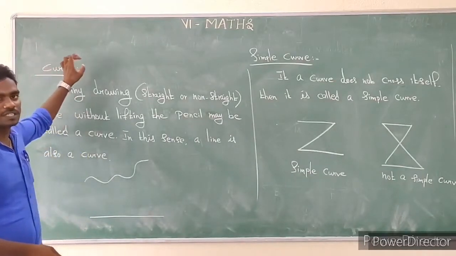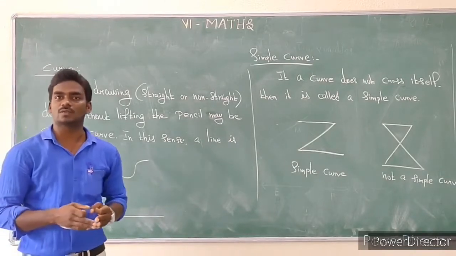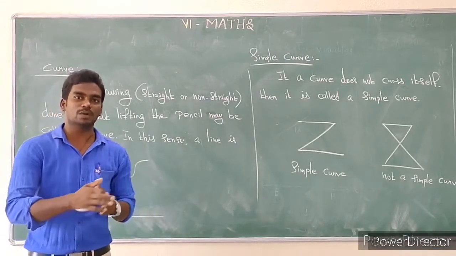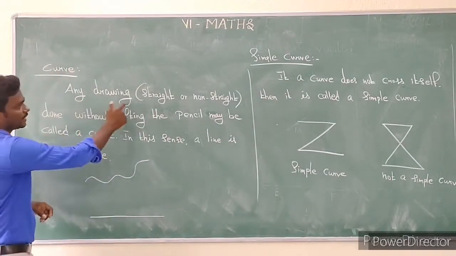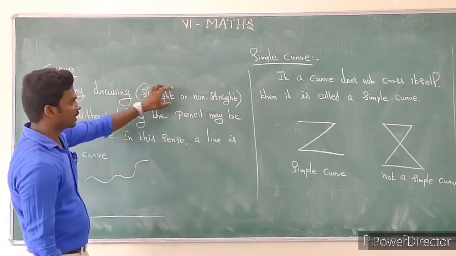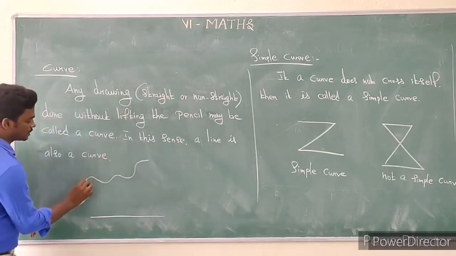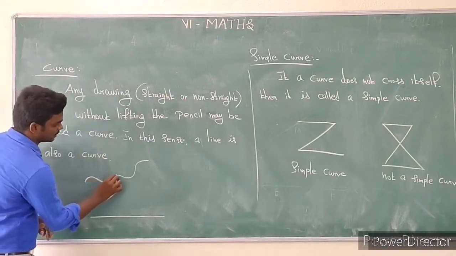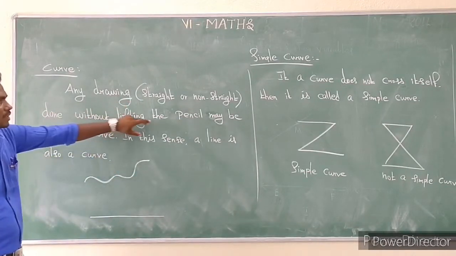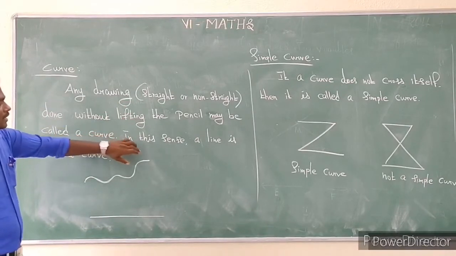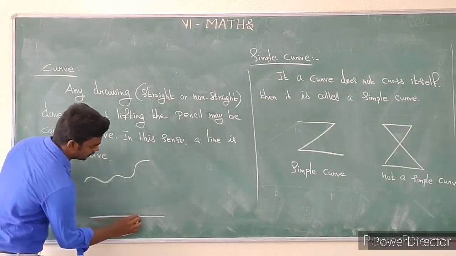So the next concept, what is a curve? Previously we discussed what is a point, line segment, line, ray, intersecting lines, and then parallel lines. Next we will see what is a curve. Any drawing, straight or not straight, done without lifting the pencil. Without lifting the pencil, we can draw this line. Any drawing, straight or not straight, done without lifting the pencil may be called a curve. In this sense, a line is also a curve.